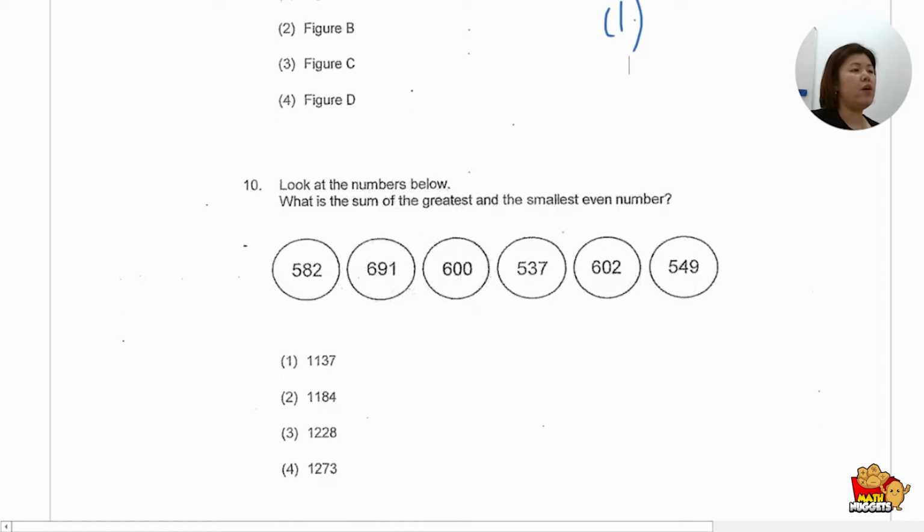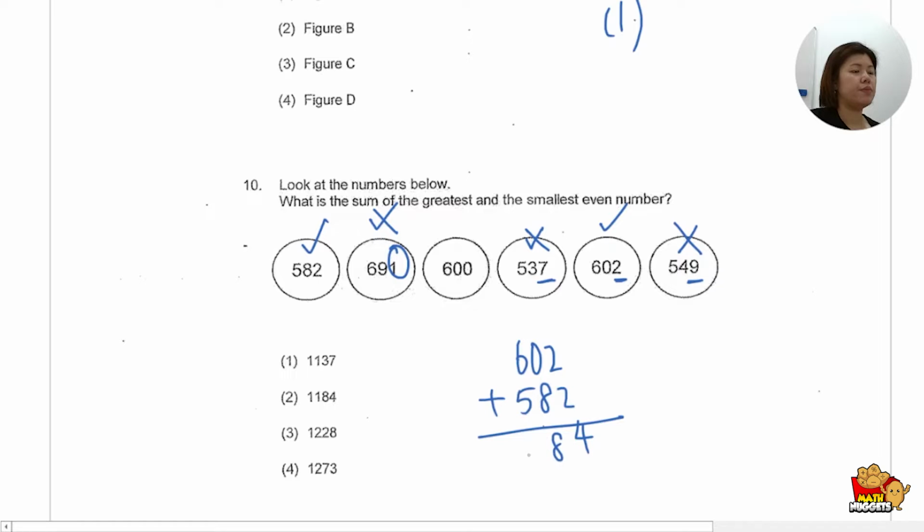Next, he wants to find out the sum of the greatest and smallest even number. Greatest first. This is greatest, but it's an odd number, so this is out. Second greatest, this one, yes, even number. So smallest, let's pick this, smallest, but it's odd number, out. Second, also an odd number, out. So left with this. So it's 602 plus 582. Answer number 2.